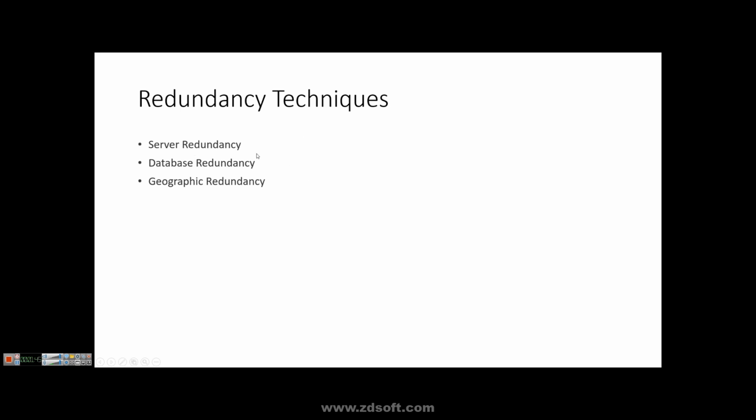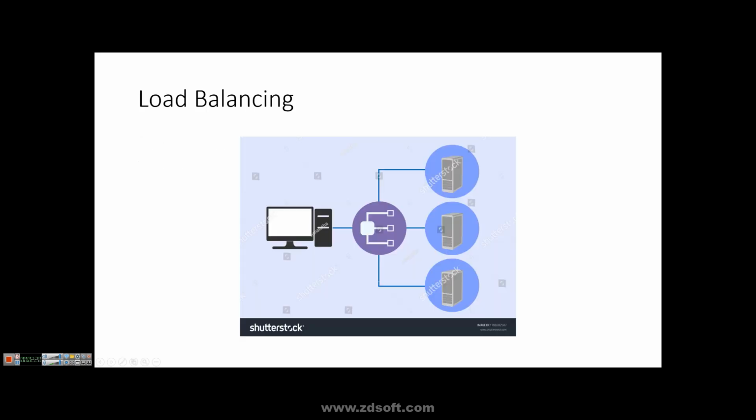First is server redundancy, which means deploying multiple servers to handle requests, ensuring that if one server fails, others can continue to provide the service. Database redundancy means we can create a replica database that can take over if the primary database fails. And geographic redundancy means distributing resources across multiple geographic locations to mitigate the impact of regional or localized failures. Second is load balancing.